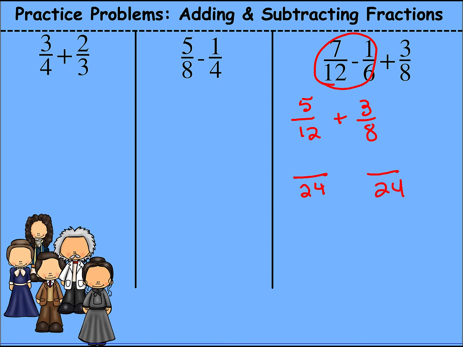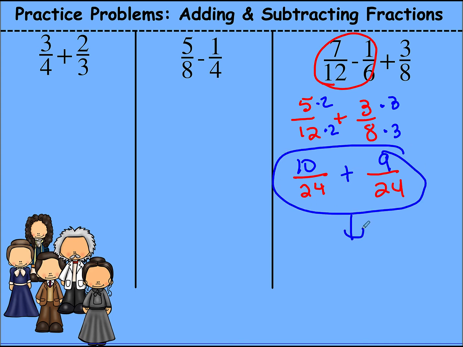Okay, so here's another little style I like. So 12 times 2 is 24. 5 times 2 is 10. 8 times 3 is 24. 3 times 3 is 9. It's addition. So now I'm ready to add. Keep the denominator. Add the numerators only. 10 plus 9 is 19 over 24.